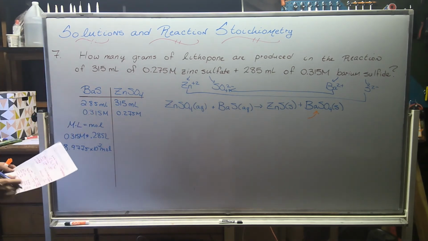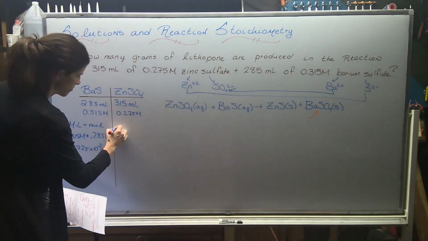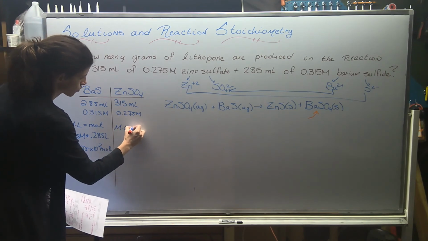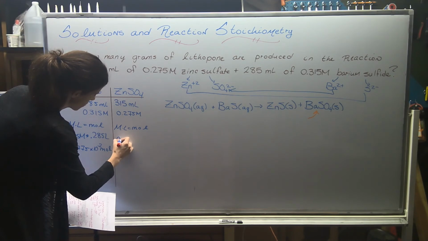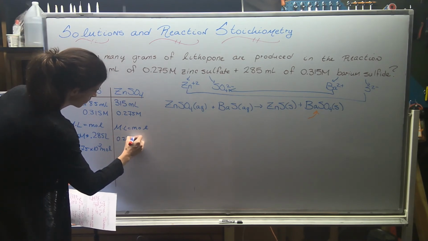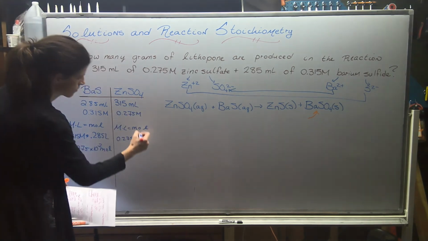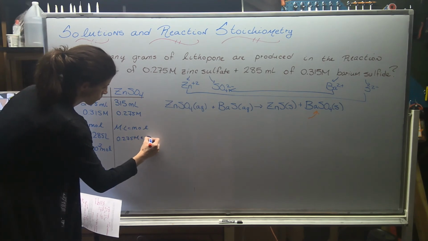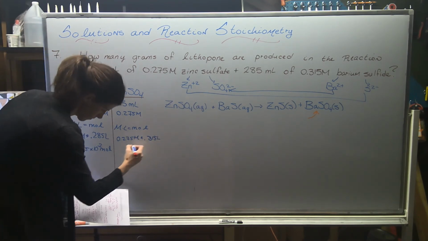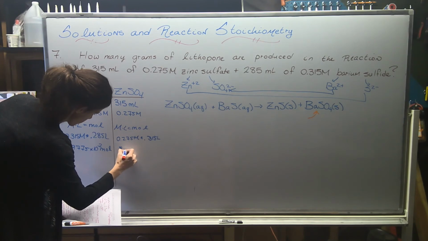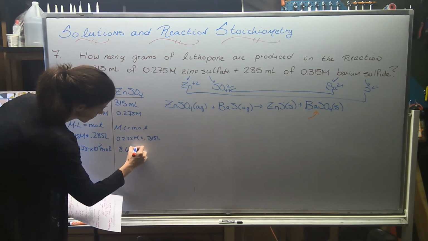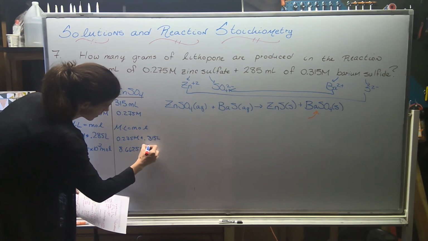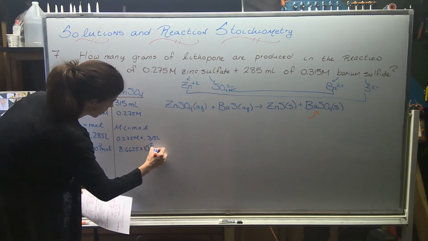of barium sulfide. I'm going to do the same thing on this side, but only use the numbers from this side. So 0.275 molar times 0.315 liters. And on that side, I get 8.6625 times 10 to the -2 moles of zinc sulfate.